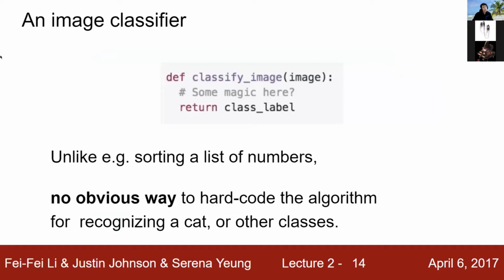So if you aren't familiar with machine learning, you might try making an image classifier, which basically has a little function here. It takes in def classify image, it takes in an image, then it does some magic and returns a class label. But then you're going to realize that there's no way you can hard code some magic and return your class label. It's not like sorting a list of numbers, where there is a way to figure out how to give a definite result. There's no obvious way to hard code the algorithm for recognizing a cat. And the same goes for all other images.